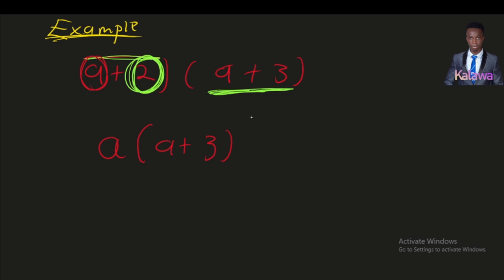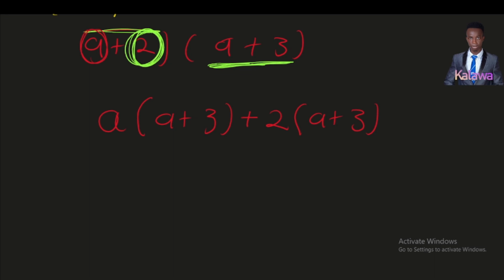So the same plus 2, we are going to multiply it again to the same binomial we did for the first one. So this is plus 2, and then we take it again into (a + 3). So do you see how it works? After we set it this way, now we do the multiplication.